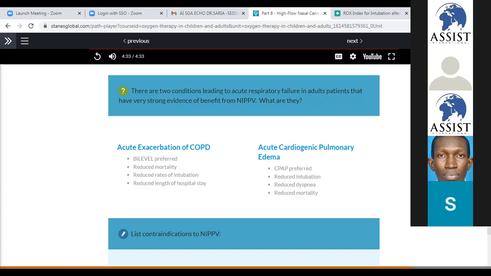So basically that is the difference, but the purpose for both of them is just to decrease the work of breathing. As we have seen, Mr. G in our case scenario has been on the high flow, but he was deteriorating, respiratory rate becoming too high. And we have done the ROX index and we have seen the number. He is at high risk of failing with high flow oxygen therapy.